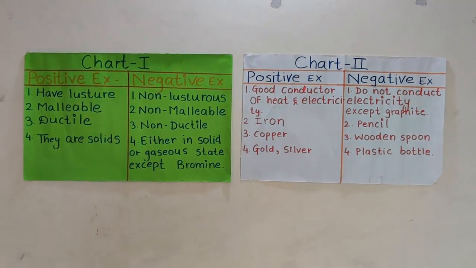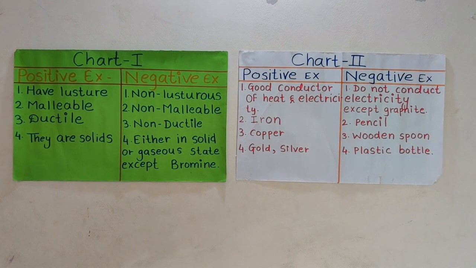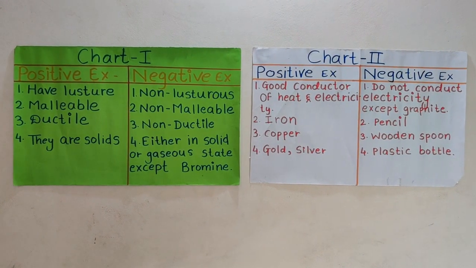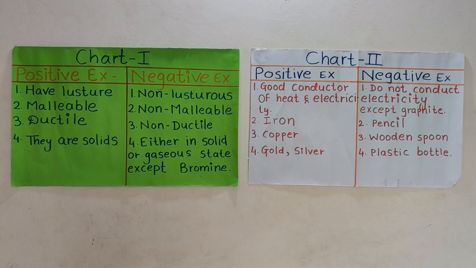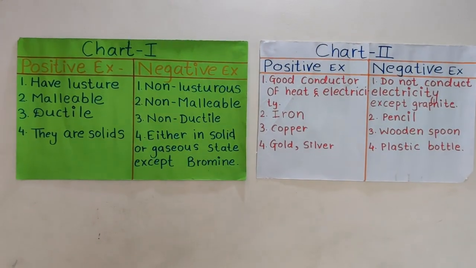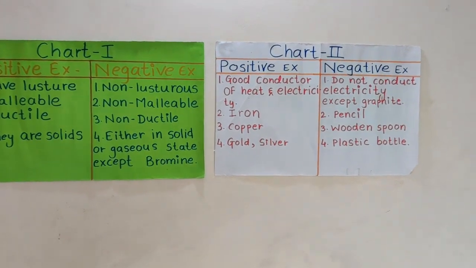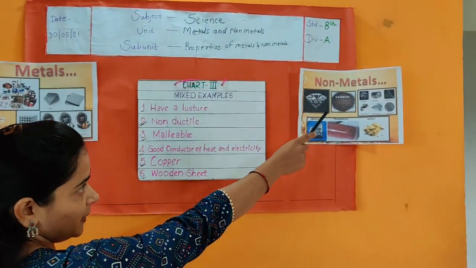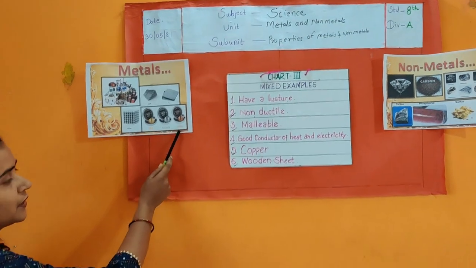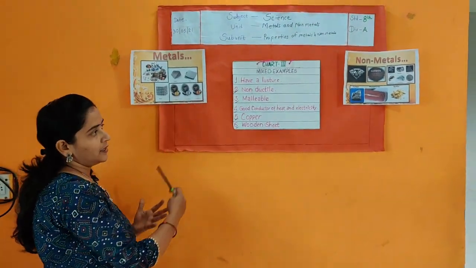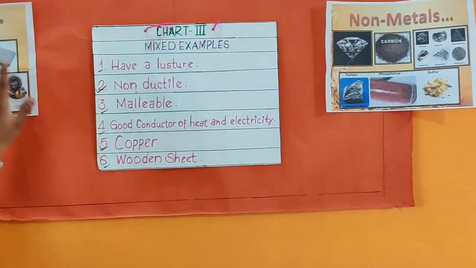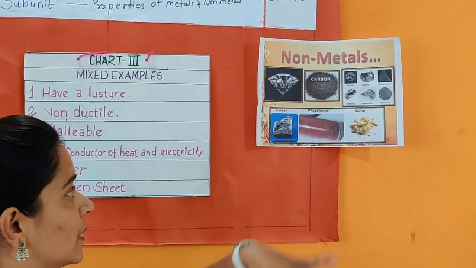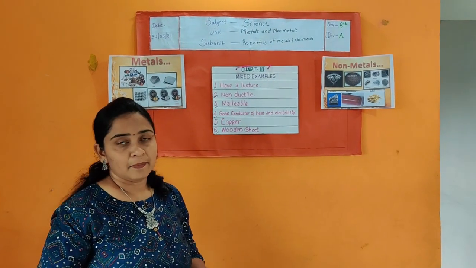Yes, very good. All of you observe the examples of iron, copper, gold, silver, that is metals, and negative examples, that is pencil, wooden spoon, plastic bottle, etc. So, today we learned about metals and non-metals, examples, that is gold, platinum, copper, tin, lead, and nickel, and some examples of non-metals, that is carbon, phosphorus, sulfur, boron, silicon, selenium, arsenic, etc.